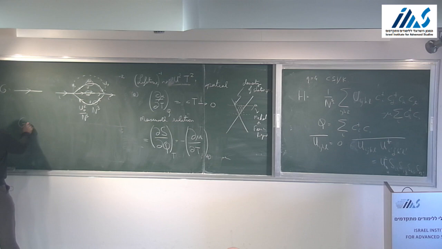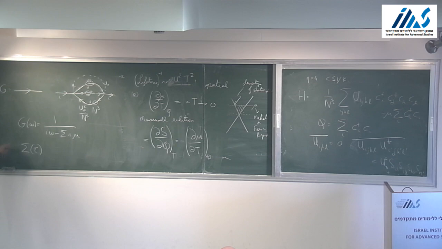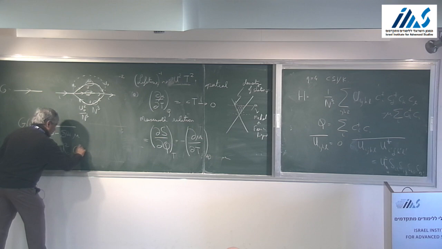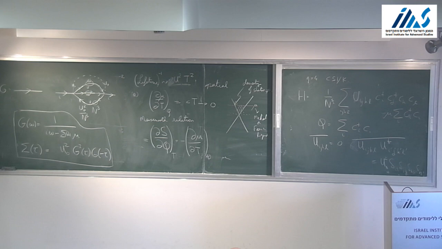So now the equations are G of omega is I omega minus sigma plus mu. And now sigma, I'm going to write it in time space. So this is easier in frequency space. Sigma of tau, it turns out to be U squared G squared of tau, G of minus tau. Again, I don't remember the sign. Okay. So the problem is reduced to solving these two equations.